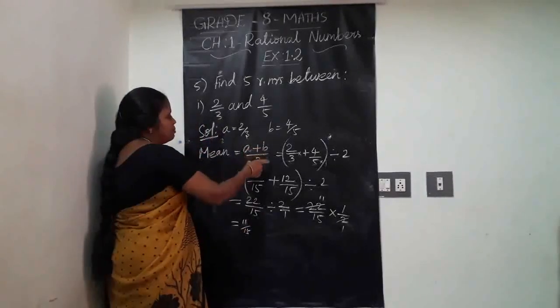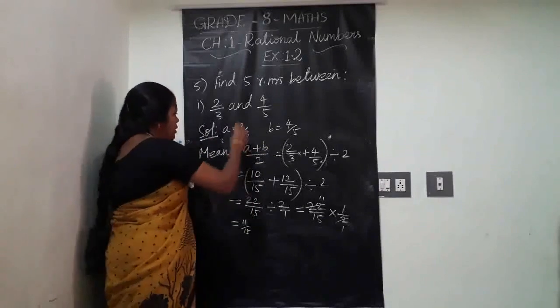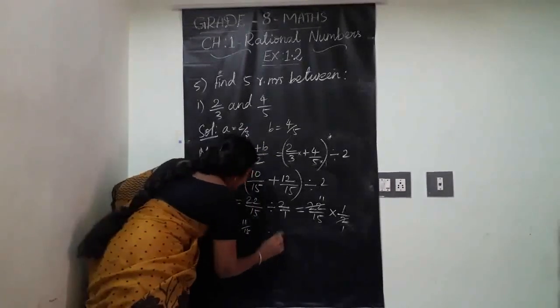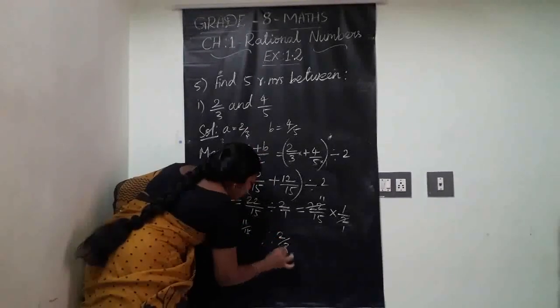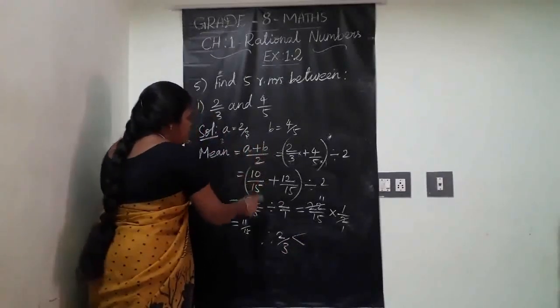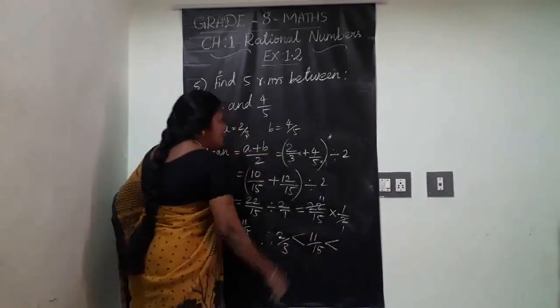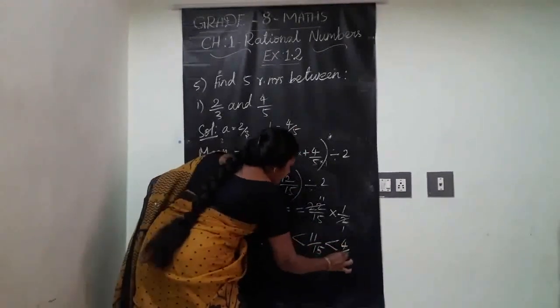Clear? The a plus b by 2 value is here 11 by 15. Clear children? So we can write here a is 2 by 3, less than, what is the a plus b by 2 value? 11 by 15. It's less than, what is the b value? 4 by 5.